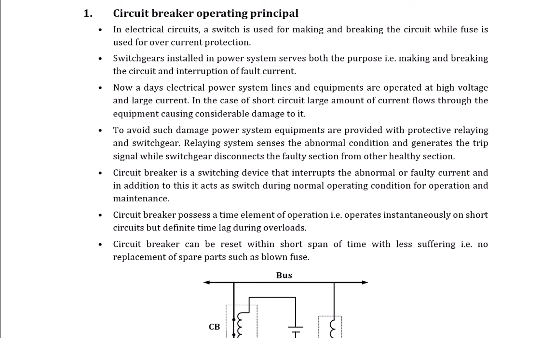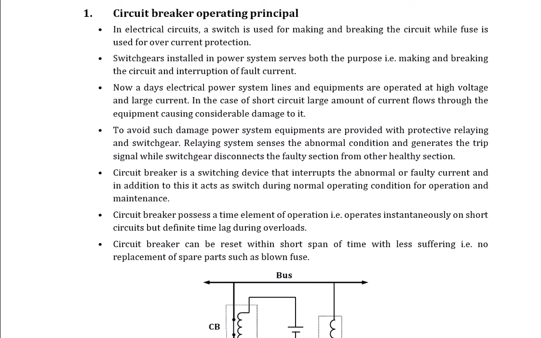So, circuit breaker operating principle: in electrical circuits, a switch is used for making and breaking the circuit, while a fuse is used for overcurrent protection. So there is a big difference between the circuit breaker and the fuse. A fuse is used for overcurrent protection, and it is not reversible, so we have to replace the fuse again and again for protection purposes.